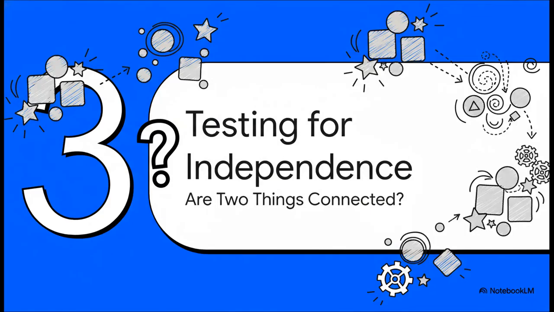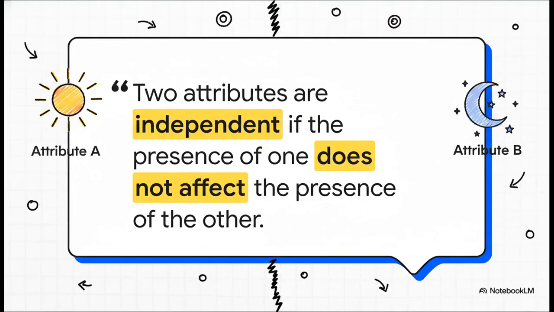So we've got our attributes, and we have a language to describe them. The first massive question we can ask is this: are two of these attributes connected at all, or are they completely unrelated, living in separate universes? This is what we call testing for independence. Now, this is the formal definition, and it's basically the golden rule for our entire investigation. All it's saying is that knowing something about attribute A tells you absolutely nothing new about attribute B. They just don't influence each other, period.